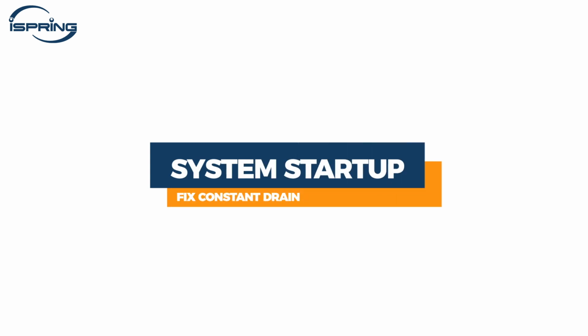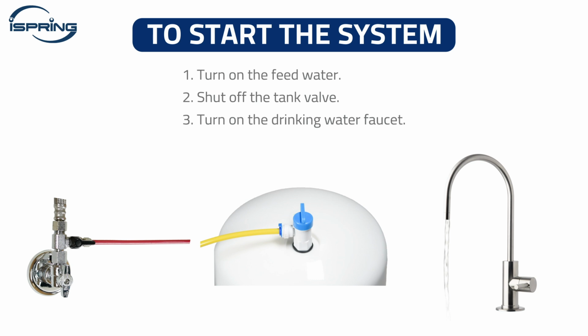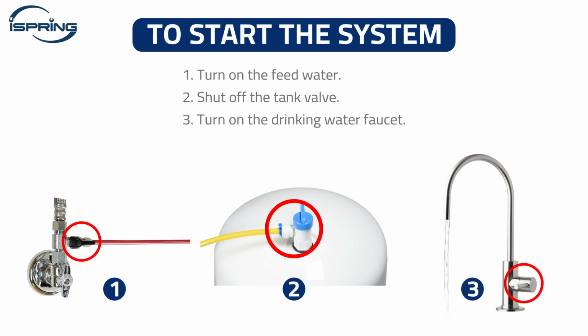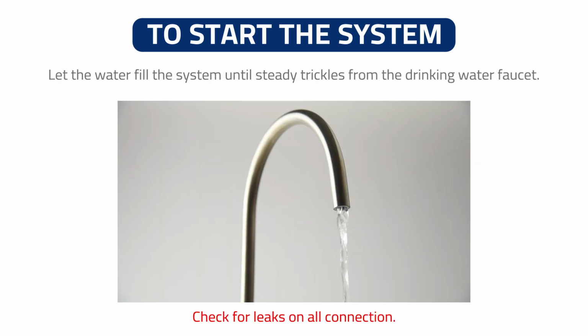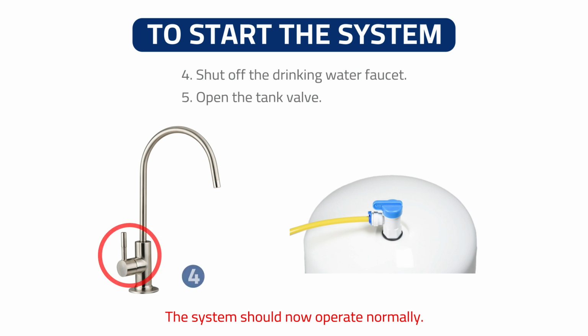System startup. To start the system, turn on the feed water, shut off the tank valve, and turn on the drinking water faucet. Let the water fill the system until steady trickles come from the drinking water faucet. Check for leaks. Then, shut off the drinking water faucet and open the tank valve. The system should now operate normally.